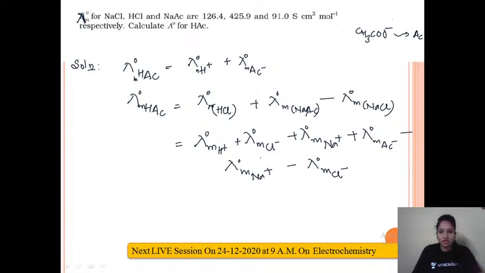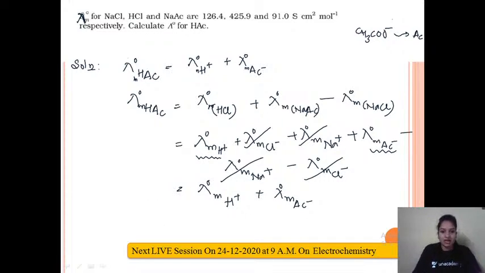Now here, minus lambda naught of Na and plus lambda naught of Na get cancelled. Minus lambda naught of Cl minus plus lambda naught of Cl minus get cancelled. What is remaining? Lambda naught of H plus and lambda naught of Ac minus are remaining. Correct? And that's what we want. We want to calculate that one. And how can this be calculated? By substituting these values, because we don't have direct values for this one.